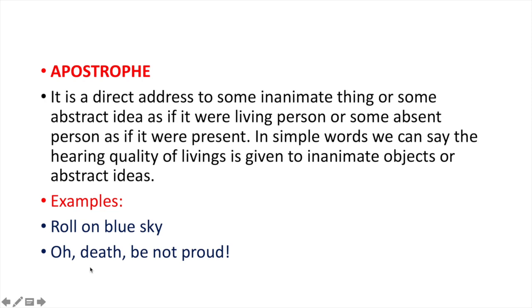So we can say an apostrophe is a direct address to the dead, to the absent, or to a personified object or idea. It is a special form of personification. There is a very trivial difference between personification and apostrophe. As I told you, the only difference is that the hearing quality of humans is used in apostrophe, whereas in personification any quality of humans can be used to describe inanimate objects or abstract notions. Let's move on to the next slide.